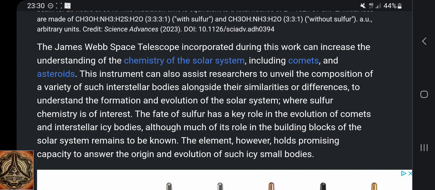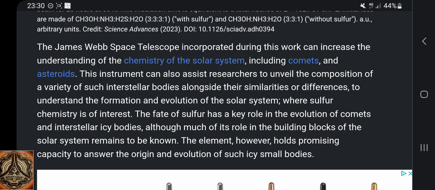The fate of sulfur has a key role in the evolution of comets and interstellar icy bodies, maybe also planet-sized planetary bodies. Although much of its role in the building blocks of the solar system remains to be known, or maybe unknown.